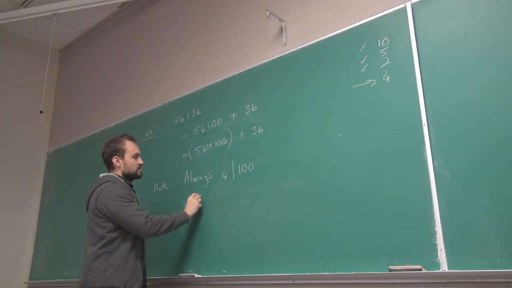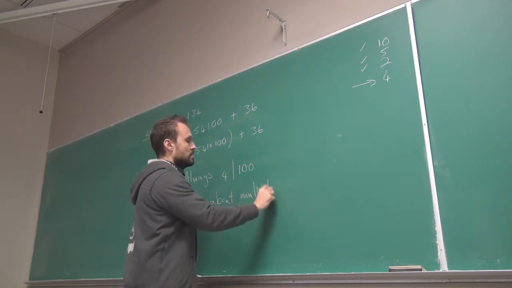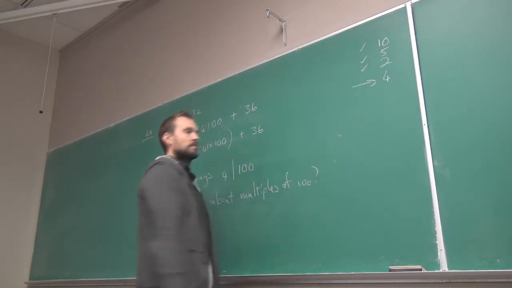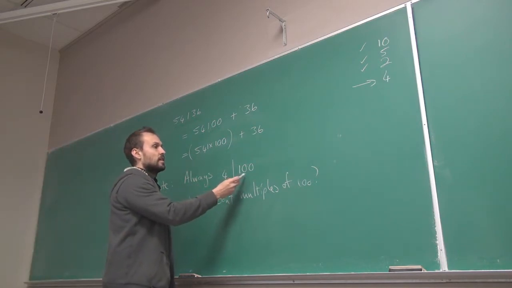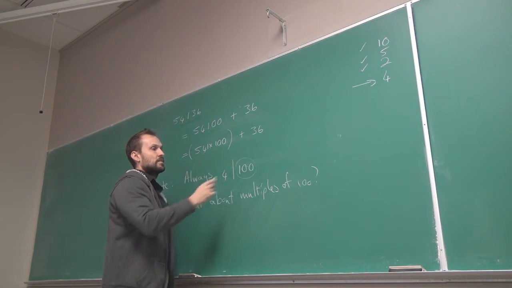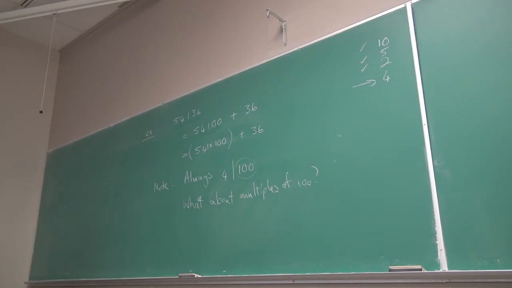So then the question is, what about multiples of 100? If 4 divides into 100, will it divide into 200? 300? 400? 541 hundredths. If 4 works in one piece of 100, then having more of them, 4 will fit into each of those pieces. How do we formalize that in the mathematical language?